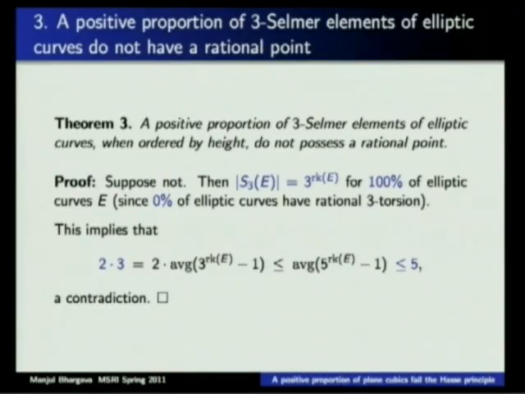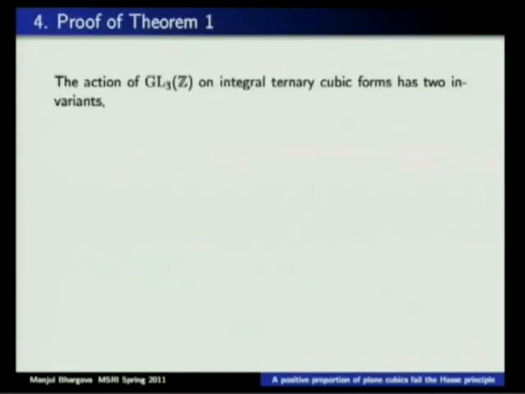Okay, but this is saying that a positive proportion of 3-Selmer elements, when you order them by the heights of their Jacobians, do not possess a rational point. So they fail the Hasse principle. So this produced a lot of 3-Selmer elements that fail the Hasse principle. So how do we deduce theorem 1 from this?